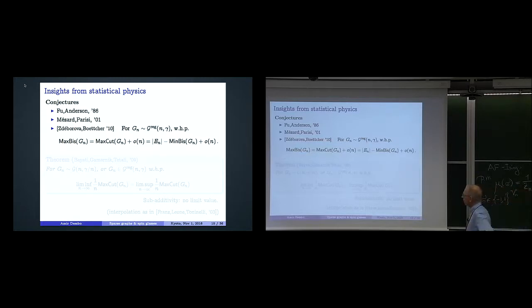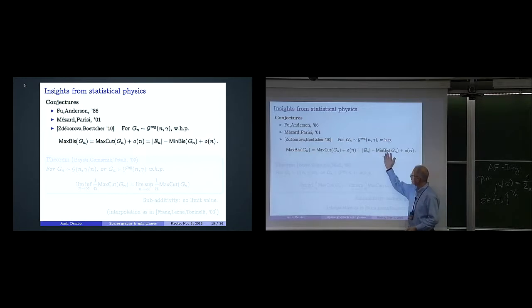But I will talk about one particular conjecture, which is relatively recent, of Dembo and Montanari, two statistical physicists from 2010, 6 years ago. They checked and found numerically, really, without a theoretical physics justification, they simply ran many numerical simulations. They looked at the value of max bisection, min bisection, and max cut for graphs which are regular with gamma fixed and n large, and they found that with high probability, you have this great symmetry.